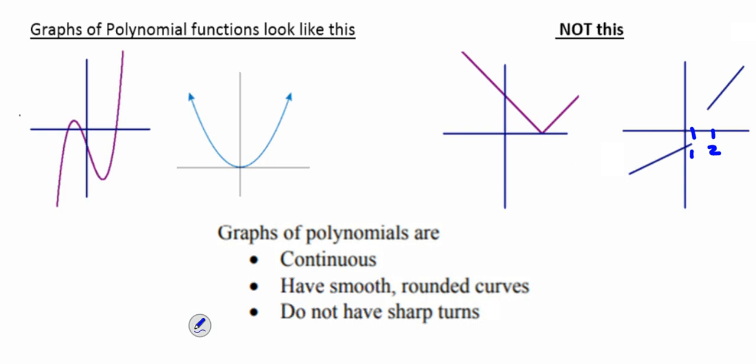Polynomials also are smooth and they have rounded curves. There are no sharp turns. We call that a sharp turn, believe it or not. We call that a sharp turn even when we are doing calculus. So that's a general look into what polynomial graphs look like.